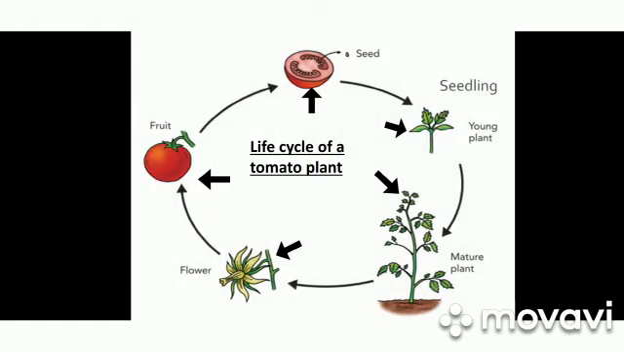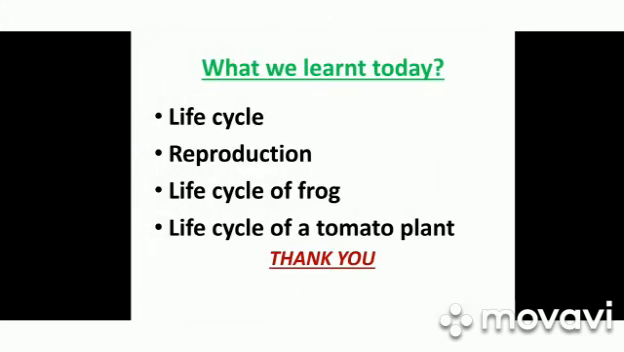So, tomatoes are reproducing through the seeds. The seeds change to seedlings, then to a mature plant, then to a flower and then to the fruit. So, understood the life cycle of a tomato plant? Yes. Now, what all things did we learn today?